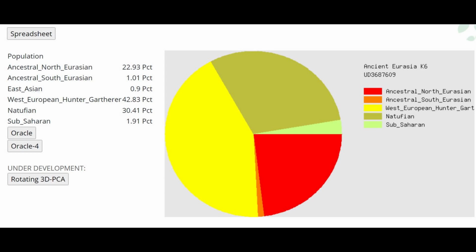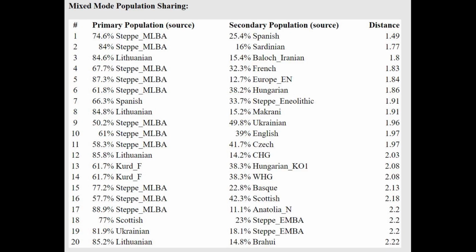And this is what he scores with Ancient Eurasia K6 here. The result is kind of similar to what I score. And with the Oracle for this calculator, he's getting more or less a mixture of Steppe Middle Late Bronze Age plus Spanish or Sardinian. So he's a little bit shifted towards Southwest Europe relative to the Steppe Middle Late Bronze Age reference group.